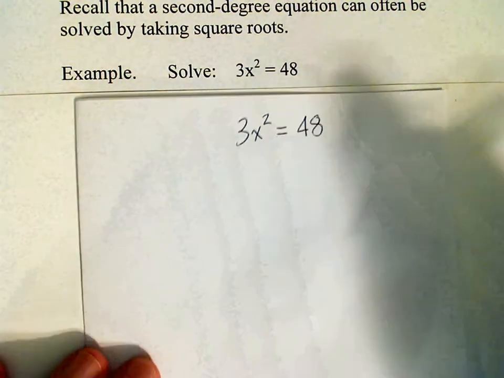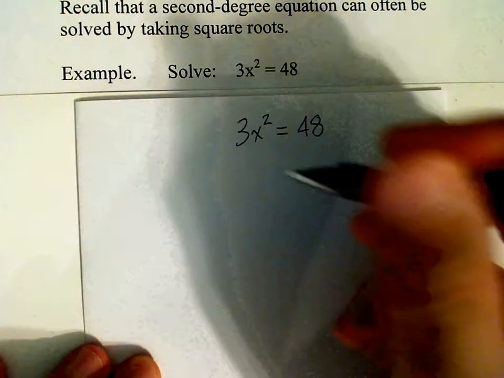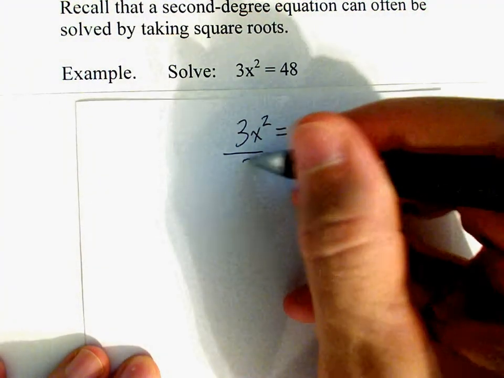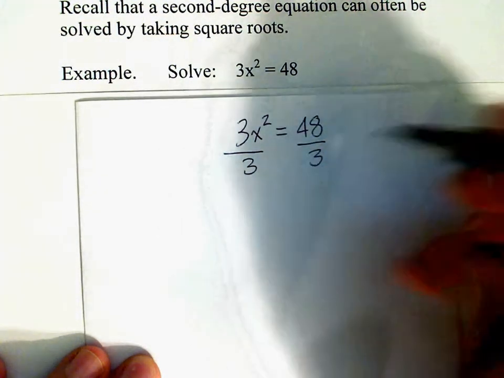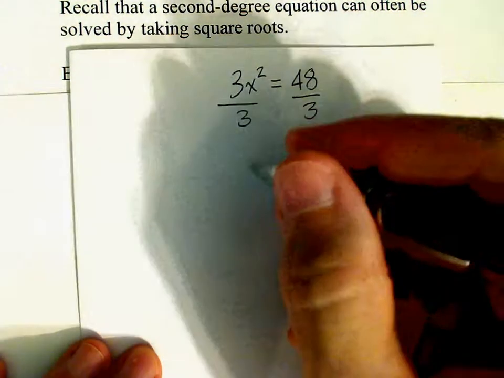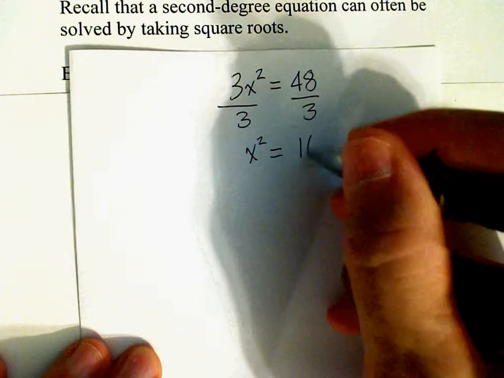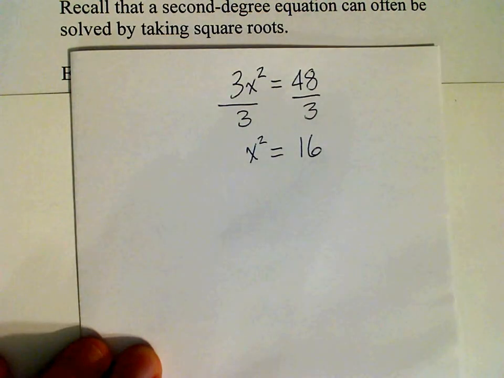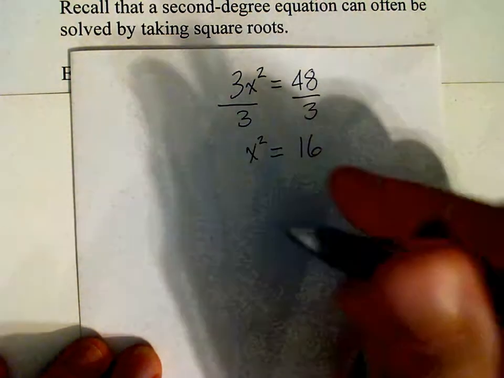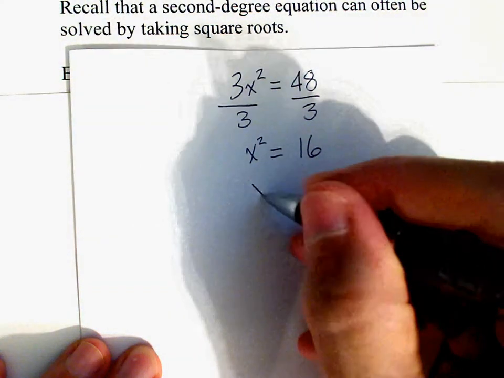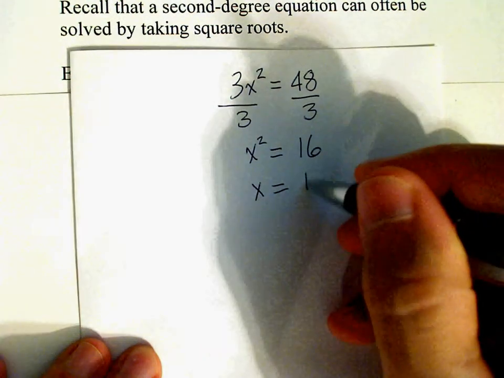So our technique says we need to divide by 3 to start with. We divide each side by 3, then we get x squared equals 16. And now we take square roots, and we get our answer, x is equal to 4.